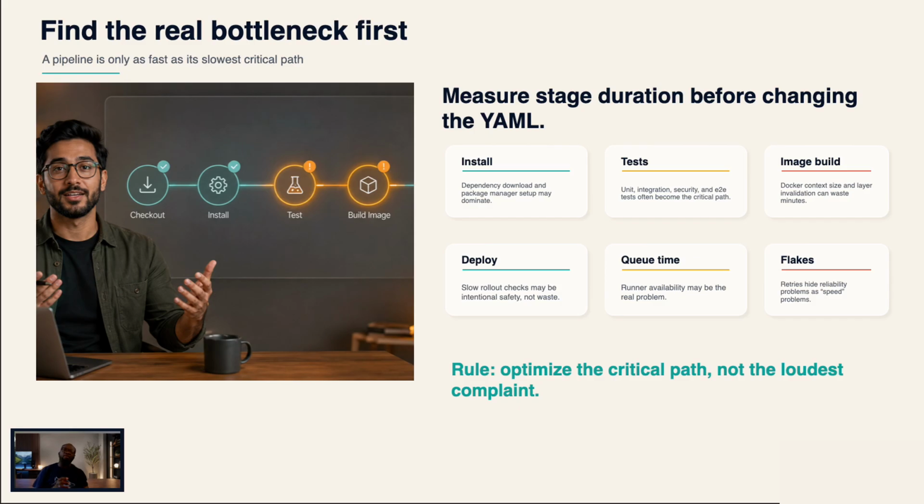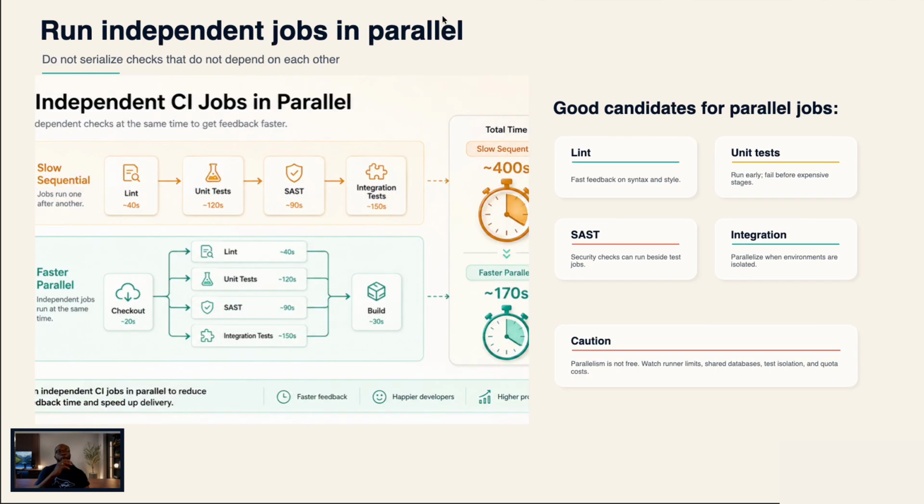So before changing anything in the YAML file, before touching the CI/CD pipeline or your workflow, whatever you call it, you would want to check the timing data and identify the critical path. I like to believe that everybody does this. So now the goal is not to optimize everything. The goal is to optimize the stage that controls the total feedback time. We don't just want to jump into changing everything.